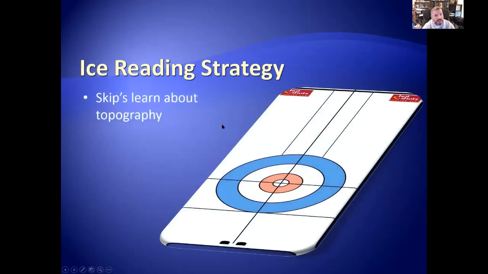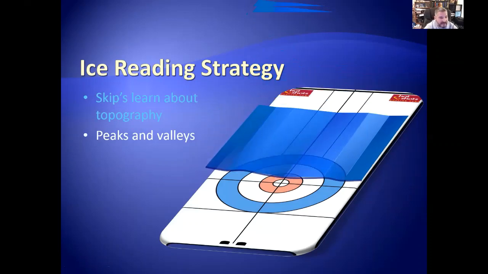So skips learn about topography. There are peaks and valleys in the ice. Now we have a lot of curlers in the room tonight, but some of us are from dedicated clubs and others are from arena clubs. Those who are from the arena clubs know full well about peaks and valleys. But those of us who curl at dedicated clubs, this might not be as obvious.